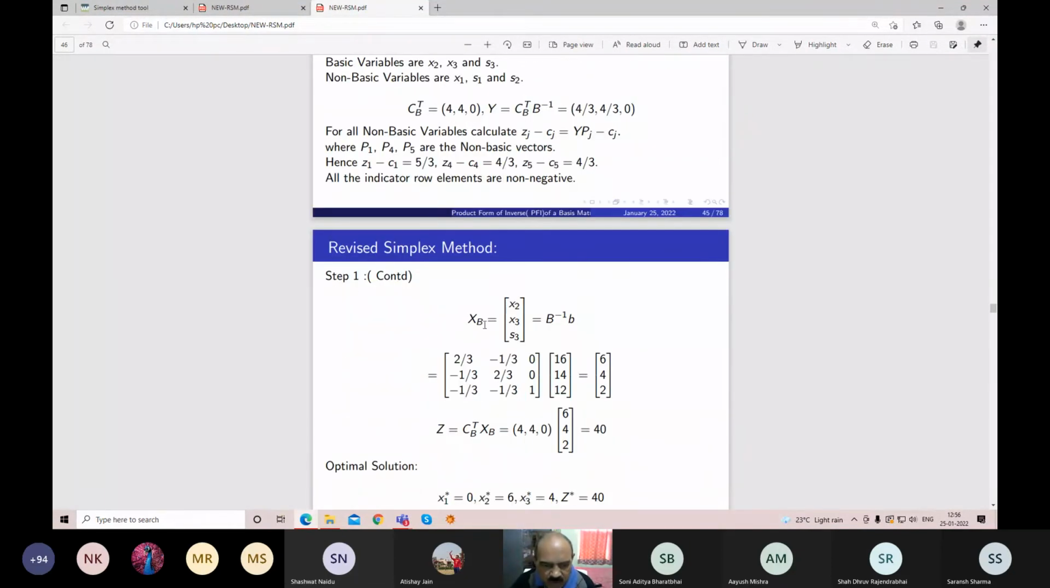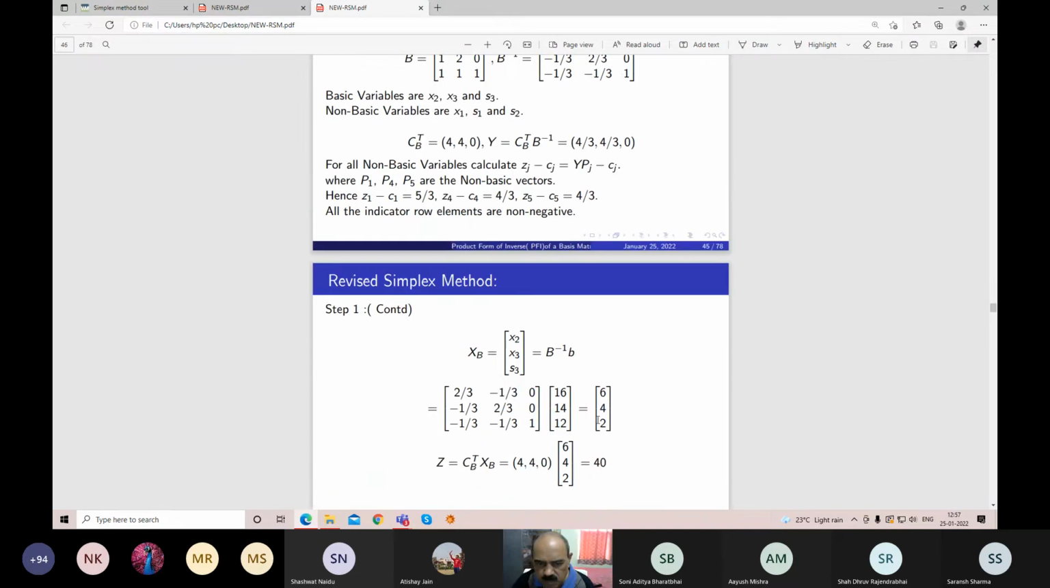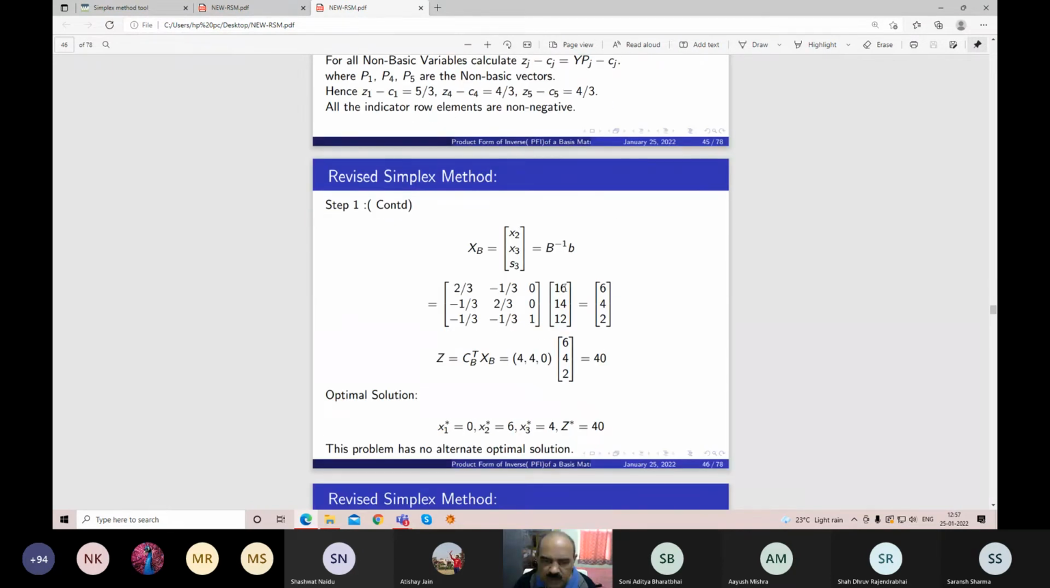Our XB equal to X2, X3, S3. That is B inverse into B. This is the B inverse we have already got. You can see here 2/3, minus 1/3, 0; minus 1/3, 2/3, 0; minus 1/3, minus 1/3, 1. So this multiplies with the original B: 16, 14, 12. If you multiply, you find these elements are 6, 4, 2.